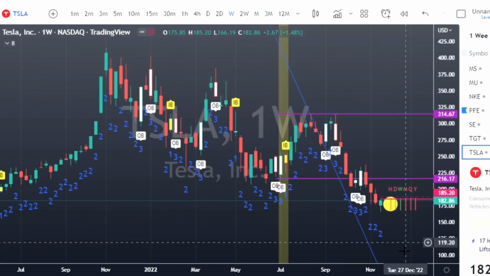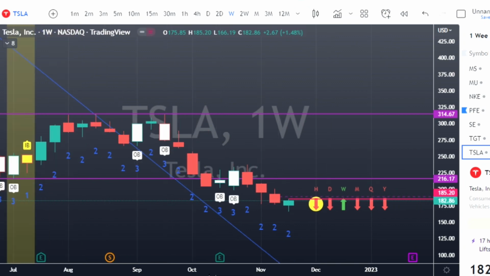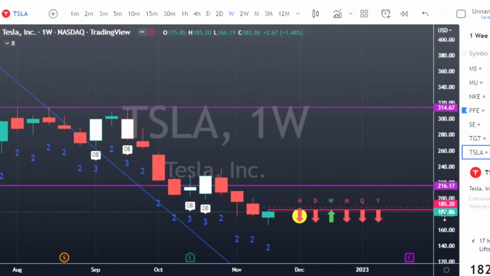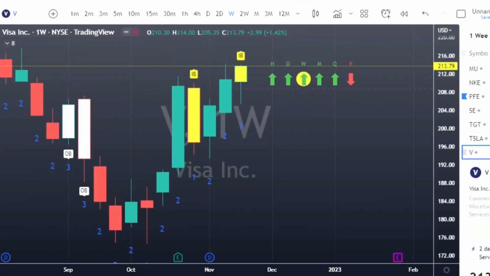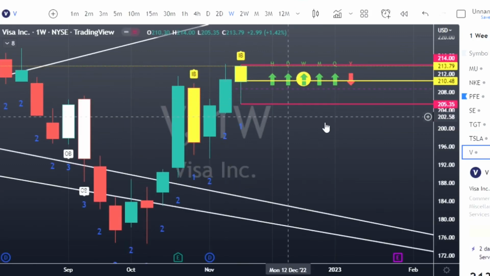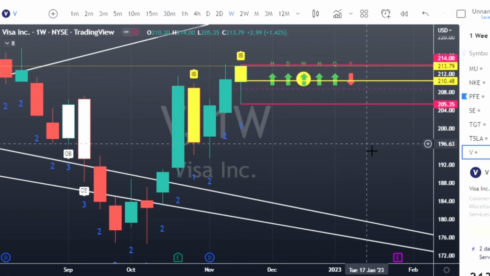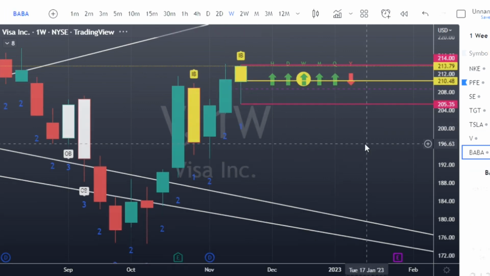Go to Tesla, 2 down, finish green. Hammer candle, calls at 185.20. It'd be nice to see Tesla have a run back up to the upside for all you long-term guys. Visa, inside bar, hammer candle, calls at 214 even, puts at 205.35.